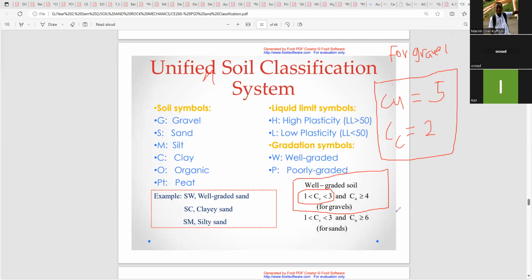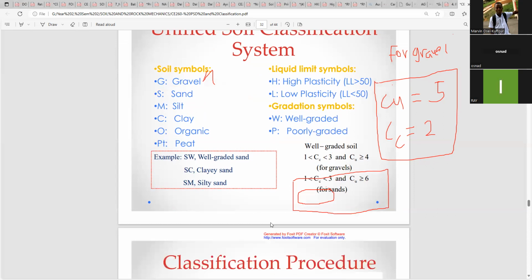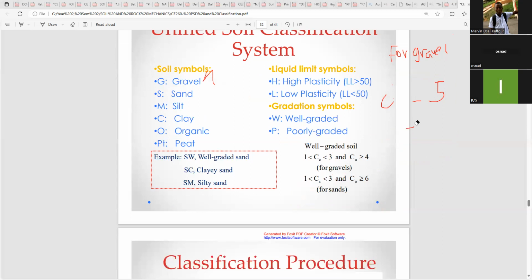That's for sand. So we have our SW to be representing well-graded sand, SC to be clayey sand, SM to be silty sand, and we have a lot of them. We have some that combine dual symbols to classify, others use these two symbols to classify them. Okay, let's jump straight to classify one or two and see what we have for today.